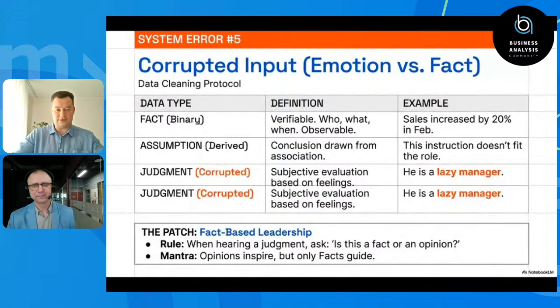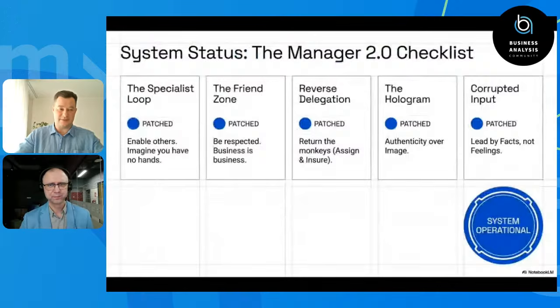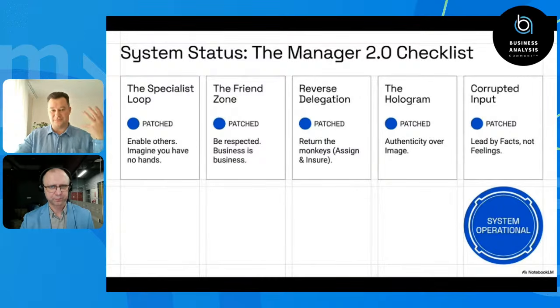Totally agree. And we want to systemize the manager-to-zero checklist that was discussed today. The specialist loop was the first one. System error, the friend zone, is the second. Reverse delegation, third. The hologram or just mask, the fourth. And the final, corrupted input. Dmitry, what do you want to add here?